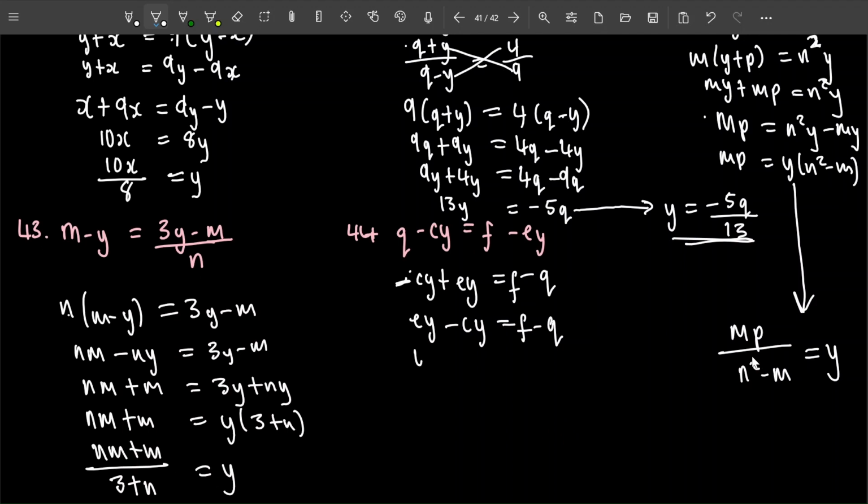All right, now I factor out y. y, I remain with e minus c is equal to f minus q. Remember, I'm not shouting. Okay, I'm actually happy. I'm proud of you people. But the reason that I'm saying it is to emphasize so that you don't forget. Now I take e minus c to the other side. y will be equal to f minus, my pen is about to run out of battery, f minus q over e minus c. And we are done. Exciting.